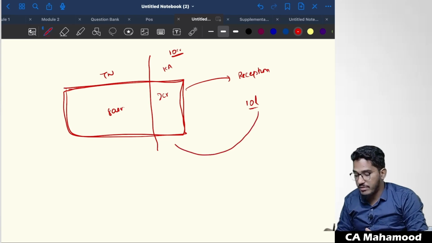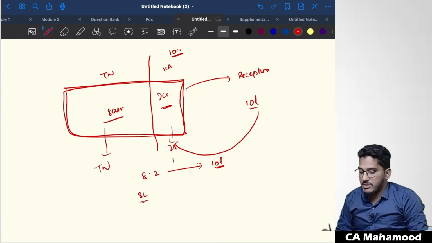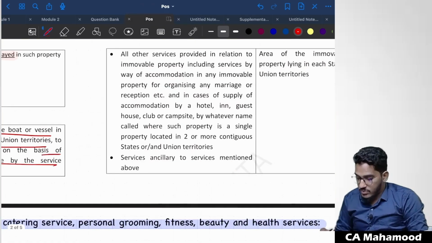In these cases, you have to divide this value on the basis of the area of the land, in the ratio of area of the land. So here the area is in the ratio of 8:2. So this 10 lakh rupees you have to divide in this ratio, nothing but for 8 lakh rupees, the place of supply is going to be Tamil Nadu. For 2 lakh rupees, the place of supply is going to be Karnataka. And accordingly, you have to determine taxation. Clear, everybody?